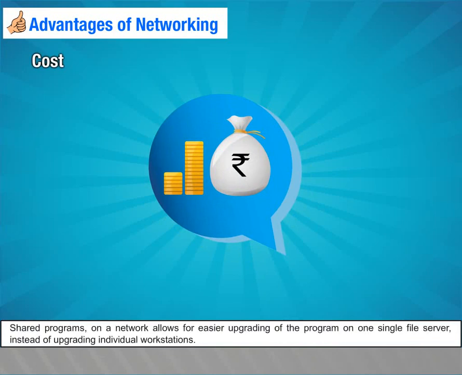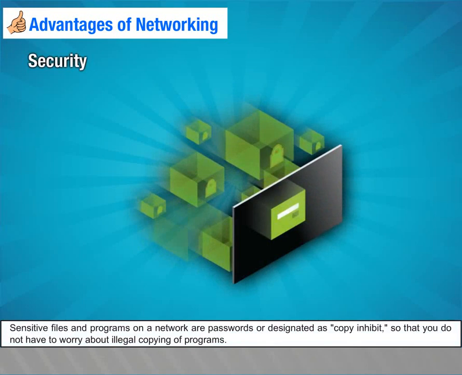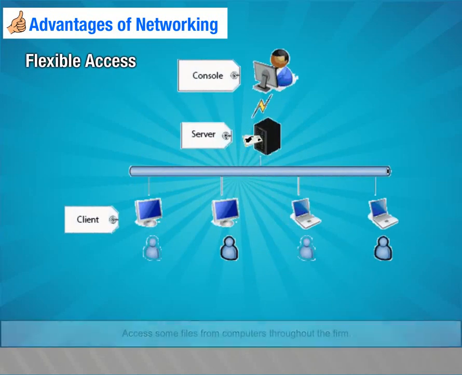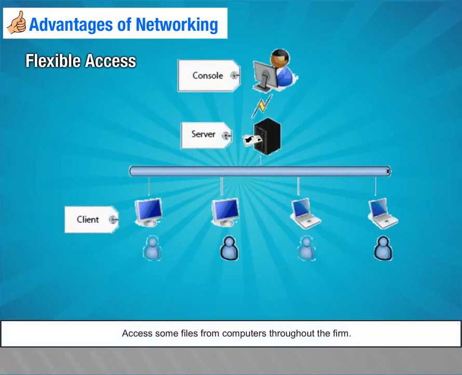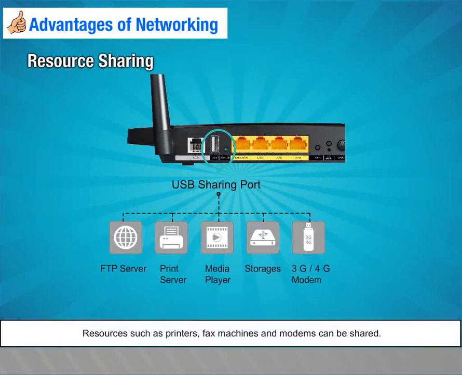Shared programs on a network allow for easier upgrading of the program on one single file server, instead of upgrading individual workstations. Security. Sensitive files and programs on a network are password protected or designated as copy inhibit, so that you do not have to worry about illegal copying of programs. Flexible access. Access some files from computers throughout the firm. Resource sharing. Resources such as printers, fax machines, and modems can be shared.